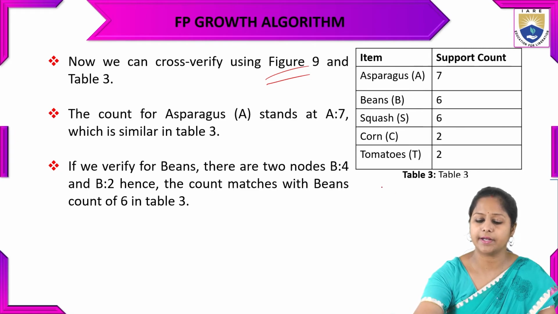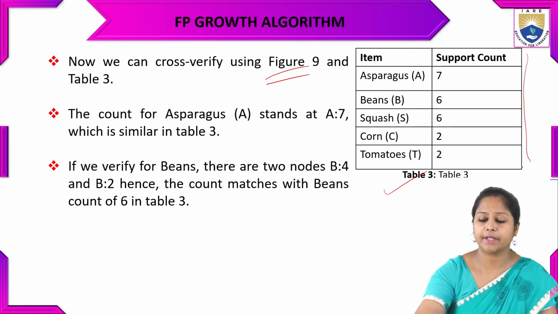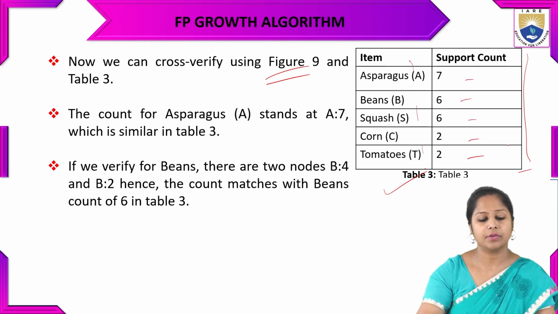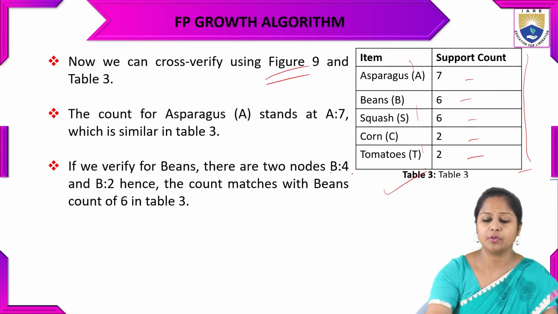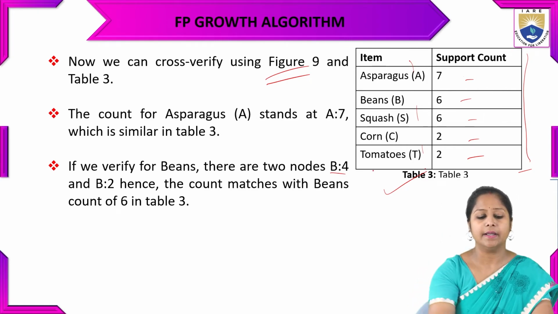We have already seen this table, but I have again depicted the count here. So now the items are there, the 5 items, and the support counts are 7, 6, 6, 2, 2. Now if we verify for beans, there are two nodes.